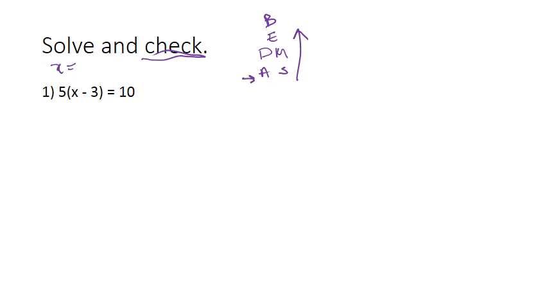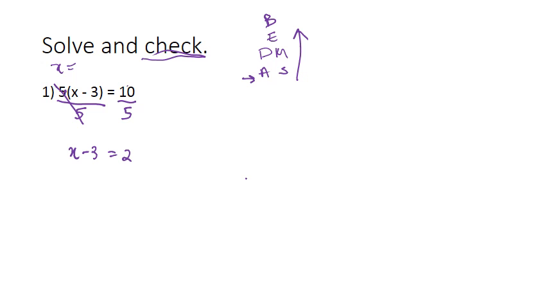So our first step is to get rid of this multiplication. So this is 5 times x minus 3 is equal to 10. So in order to get rid of that times, we're going to divide by 5. And you can write it like that, or you can write it as a fraction. It means the same thing. Then these cancel out. So on this side, our left side, we're left with x minus 3. And that is equal to 10 divided by 5, which is 2.